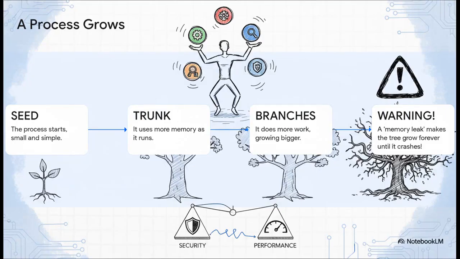Now, a process doesn't just sit still. It actually grows, kind of like a tree. It starts out as this tiny little seed. As it runs, it needs more memory. That's its trunk getting thicker. It takes on more tasks and it starts sprouting branches.